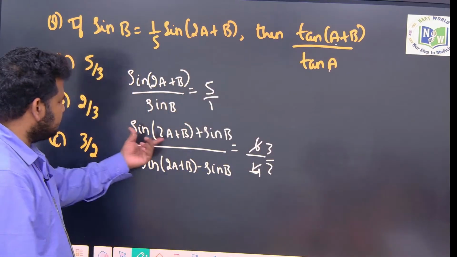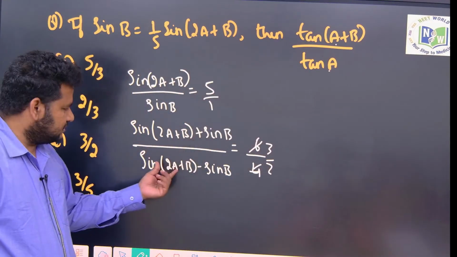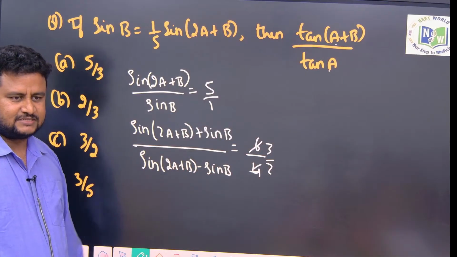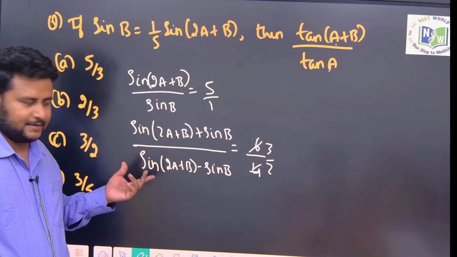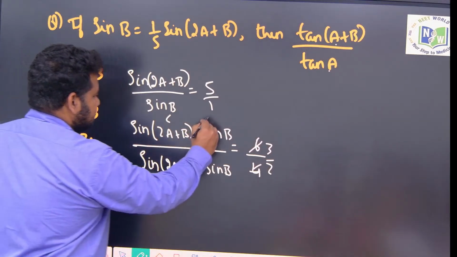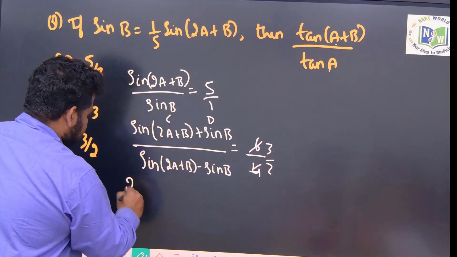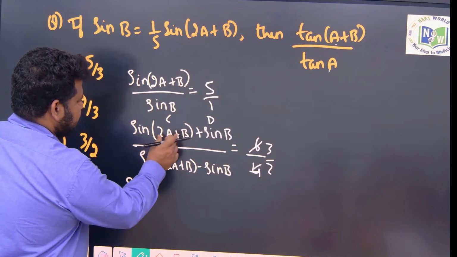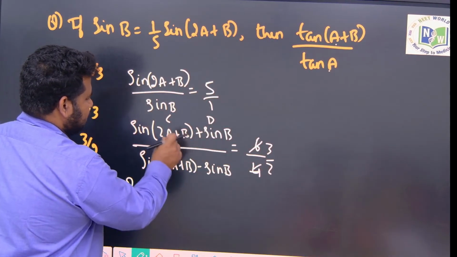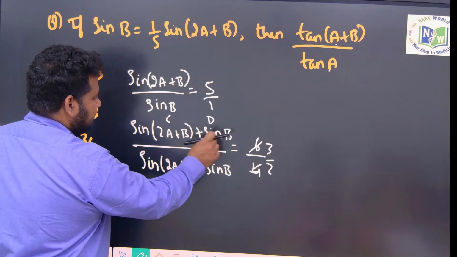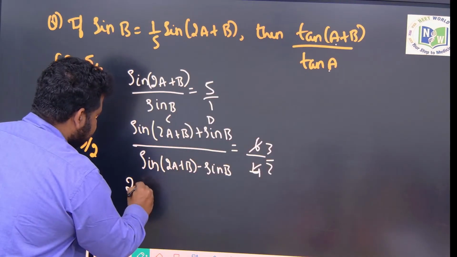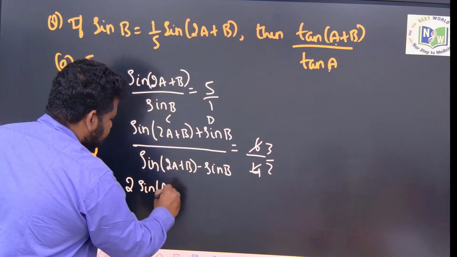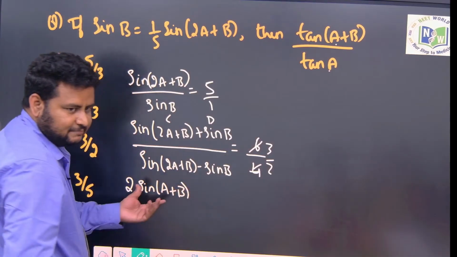Now see here, this is of the form sin c plus sin d by sin c minus sin d. Sin c plus sin d is 2 sin((c+d)/2) cos((c-d)/2). So here c is this one, this is d. So 2 sin((c+d)/2). C plus d is 2a plus b plus b, that is 2a plus 2b. By 2, it will become sin of (a+b). Agreed?